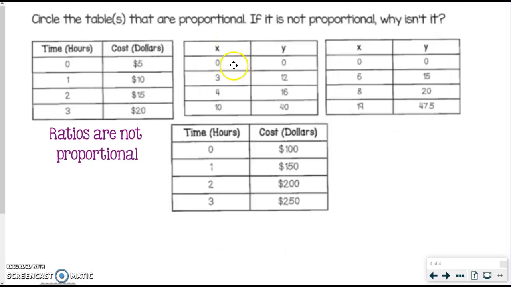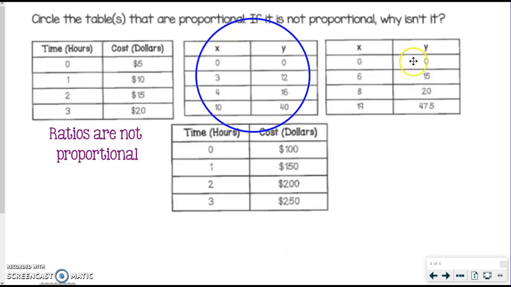Ooh, good sign so far. We got 0, 0, so it would have gone through the origin if we graphed it, but we have to make sure it would create a straight line too, which is that proportional aspect with the ratios. So if I compare x to y, I'm doing 3 times 4 to get 12. 4 times 4 gives me 16. Good so far. 10 times 4 gives me 40. Yep, this one's proportional. It works. Let's see if I can get my circle. There you go. Go ahead and circle that one. That one is proportional. All right, let's look at the next one.